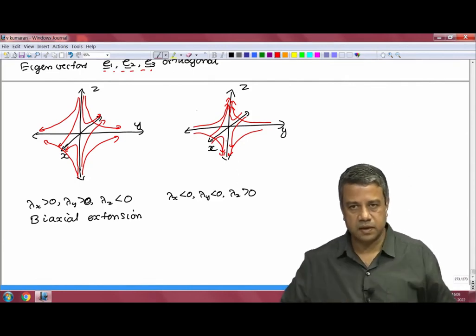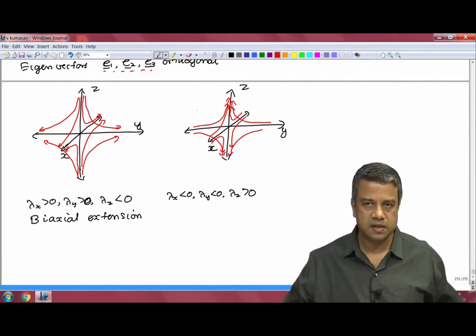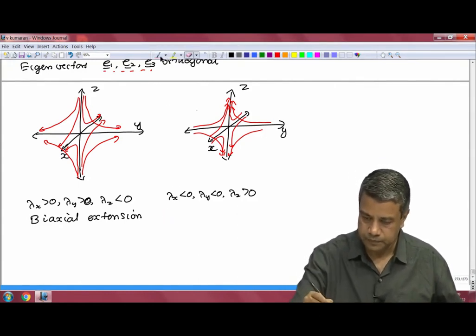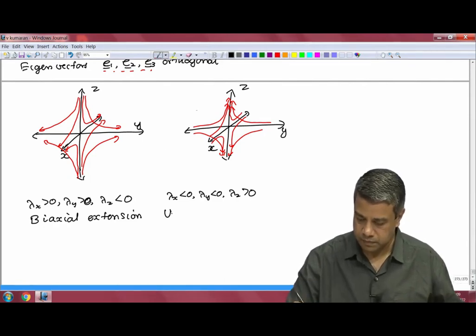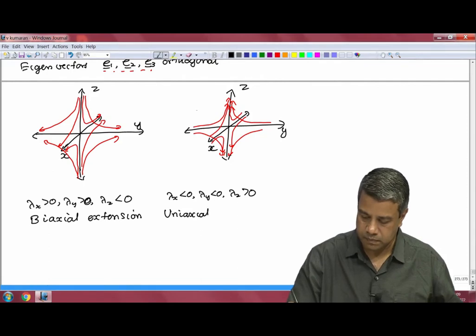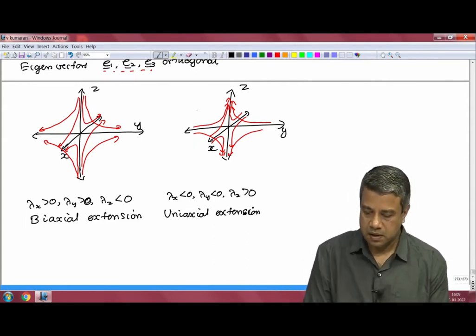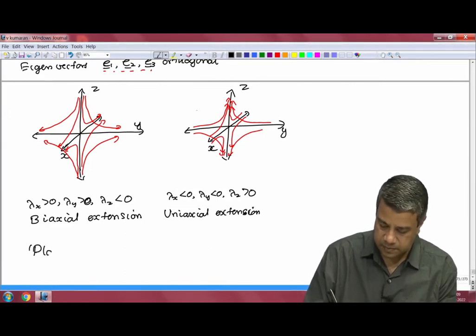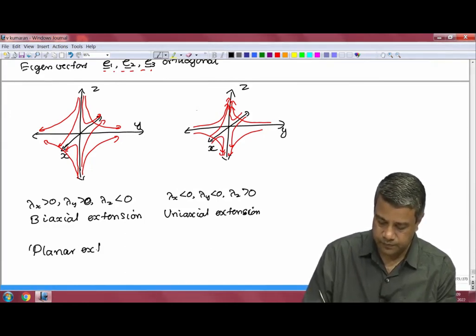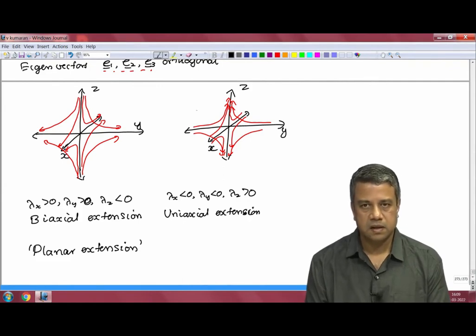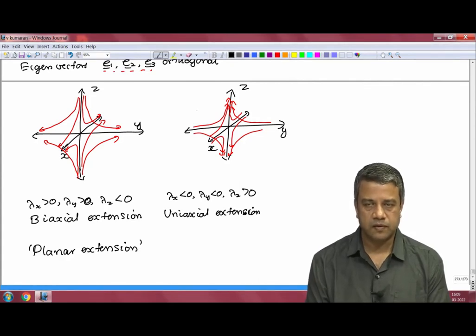So, this is stretching along the z direction and compression in the xy plane. This is called uniaxial extension. So, these are 2 different kinds of deformation, and the third one is what is called planar extension. There is extension along one direction, compression along the perpendicular direction and no deformation along the third direction.